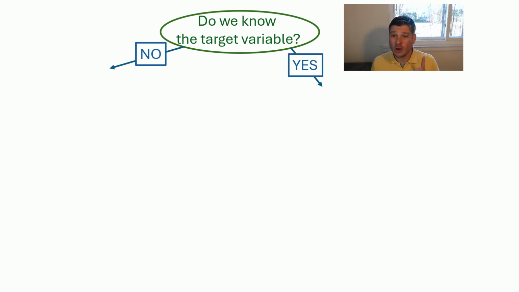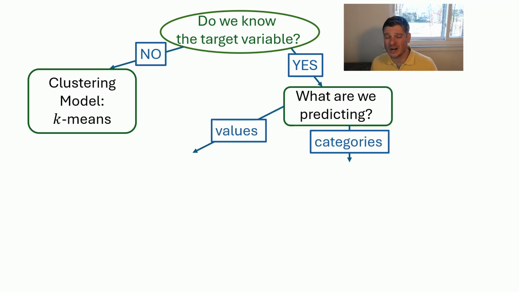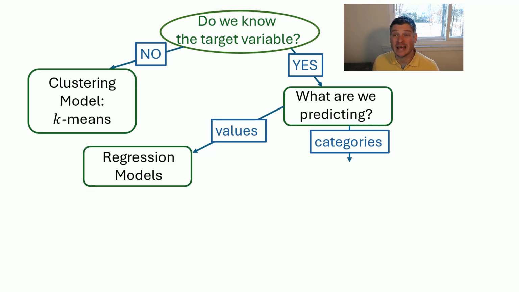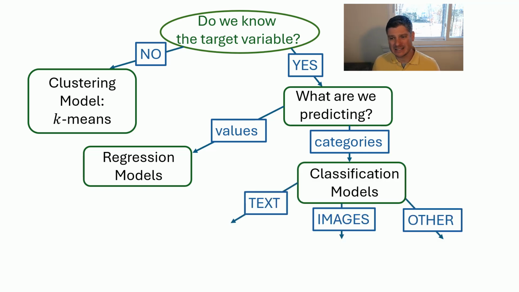First question, do I know my target variable? Yes or no? If the answer is no, we're using a clustering model, and that typically means k-means. If I do know my target variable, then I need to ask another question: what am I trying to predict? If it is a value, then I want to create a regression model. If I'm trying to predict a category, then I'm using classification, but what am I trying to classify? Is it text, images, or other?